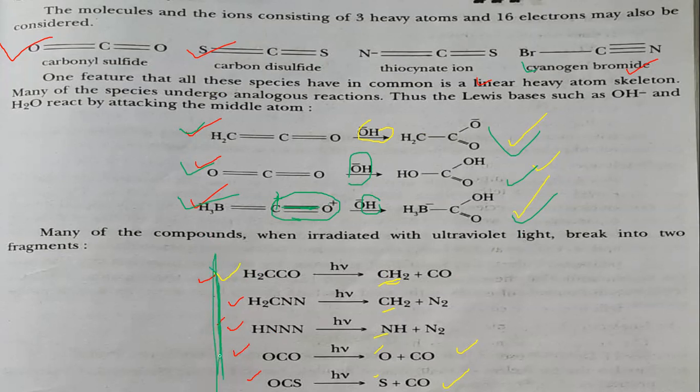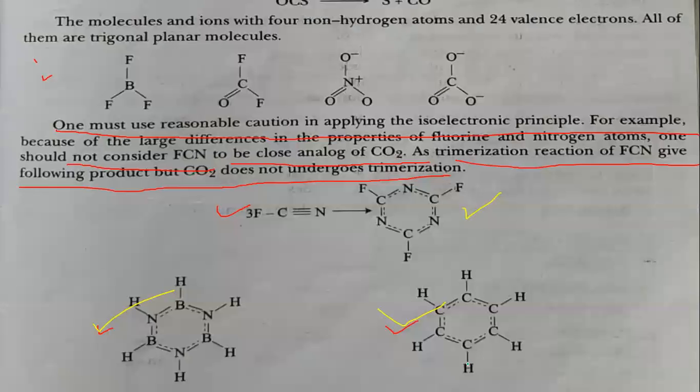When these isoelectronic species are treated with light, they give products. This is the species CS2, then NH, and these two species give the CO molecule, carbon monoxide. It means they have somewhat similar chemical reactivity.